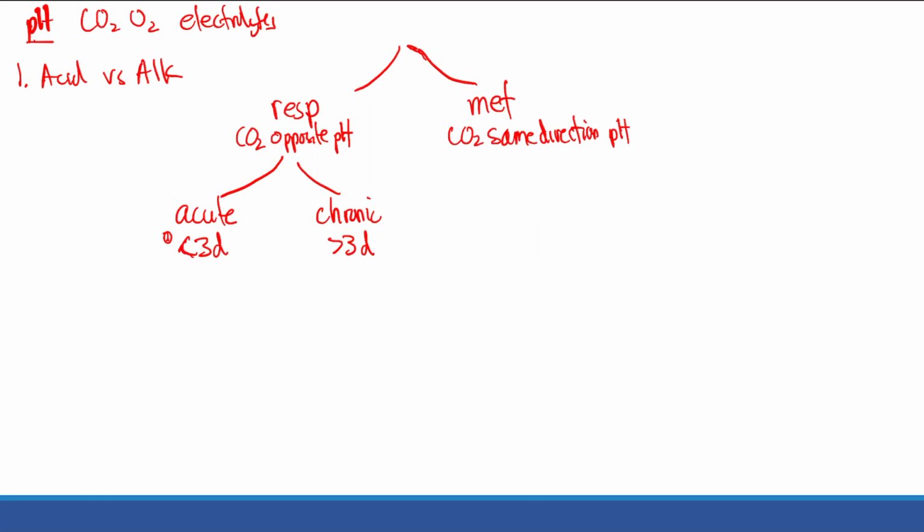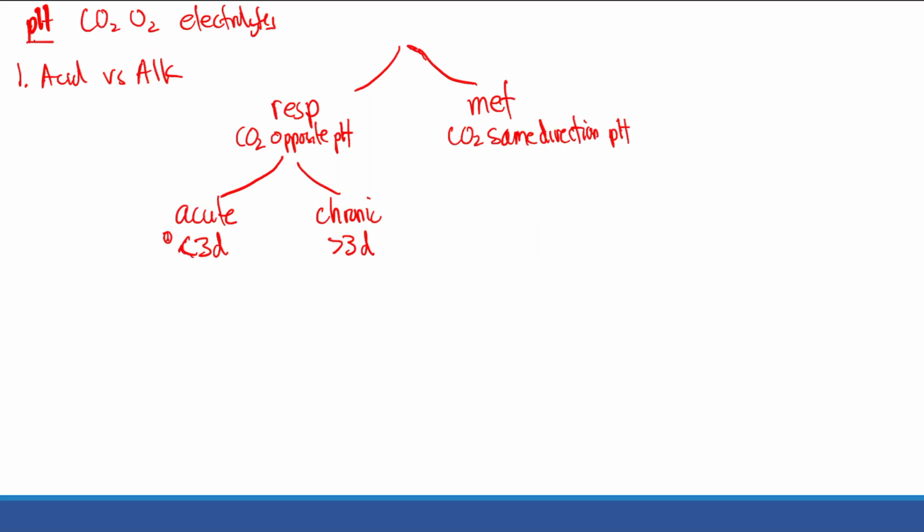If he's been hyperventilating for like 4 days, he's been blowing off all his CO2, his kidney is going to have time to compensate. It's going to get rid of more bicarb to lower the pH. And you can get tested on this. They're going to tell you the problem. They're going to tell you this guy has showed up with a COPD exacerbation.